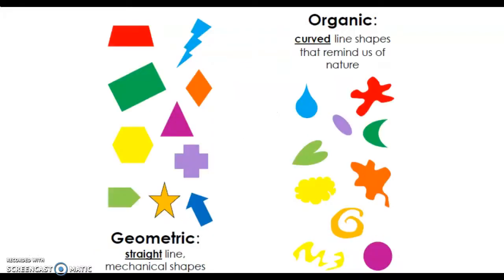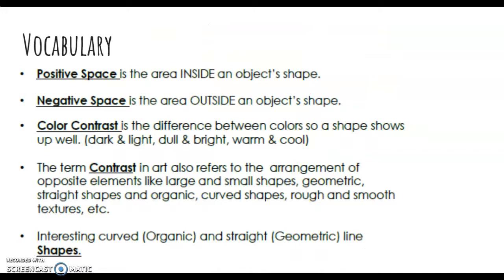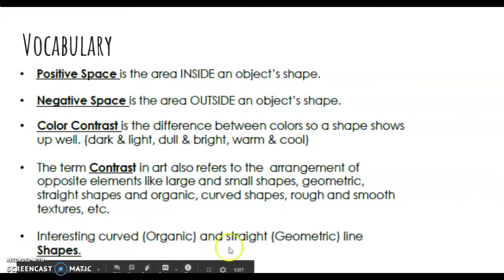We are going to focus on two different types of lines. We're going to talk about geometric ones, which are straight. They're things from math that have angles, and they're more mechanical. And then we'll talk about organic ones that are curved and are shapes more from nature, things that you would see outside. We'll also talk about positive and negative space when we're cutting things out, and color contrast eventually, and we are going to make interesting organic and geometric shapes.